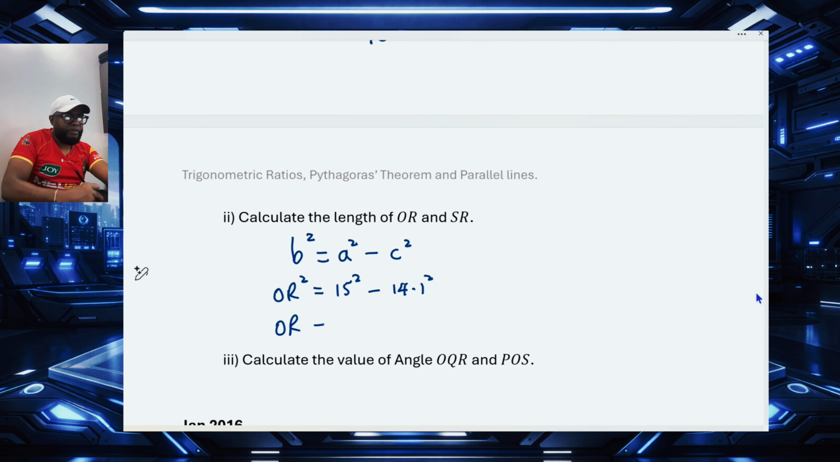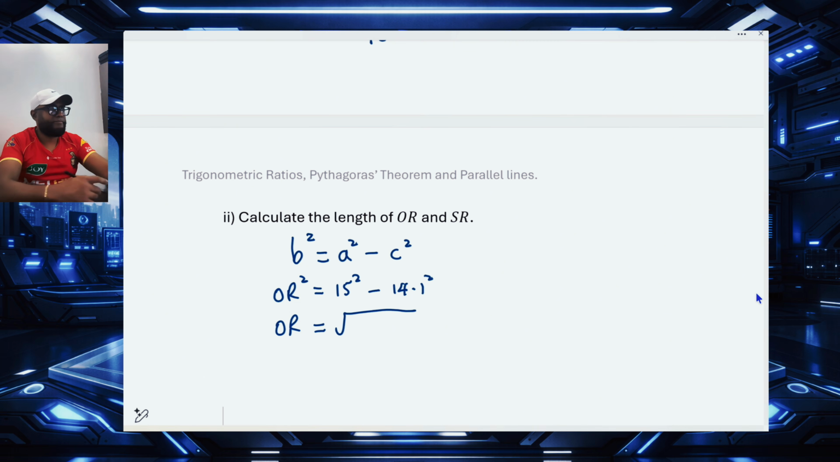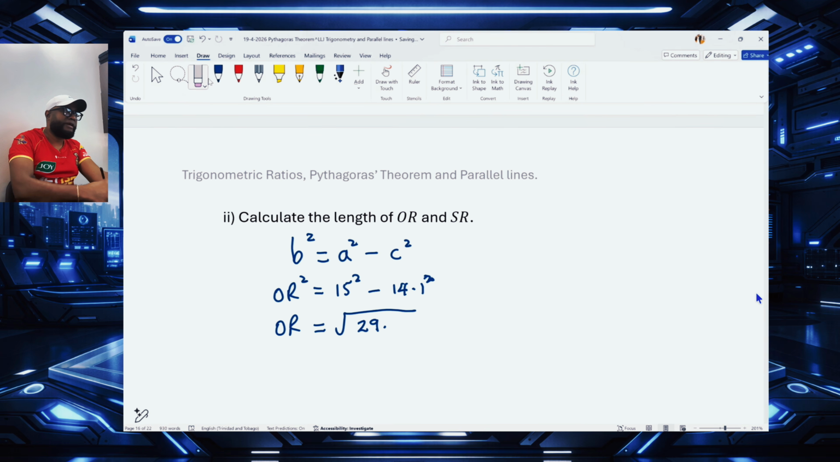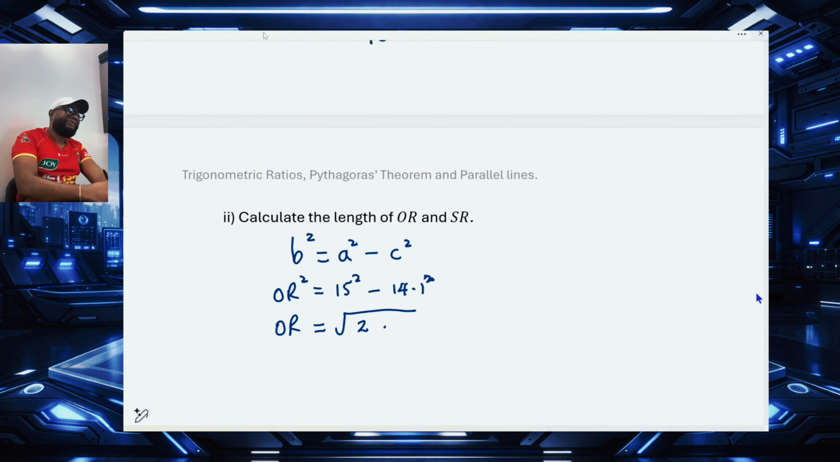So OR will be equal to the square root of what? Check it over. 15 squared minus 14.1 squared, and press equal. 26.19. Yes. 26.19, right? So OR is equal to.